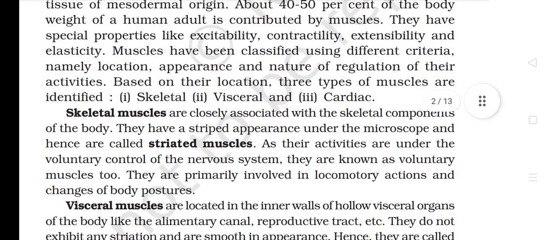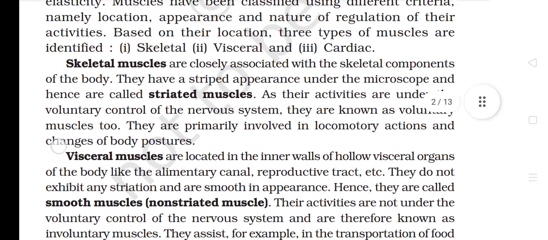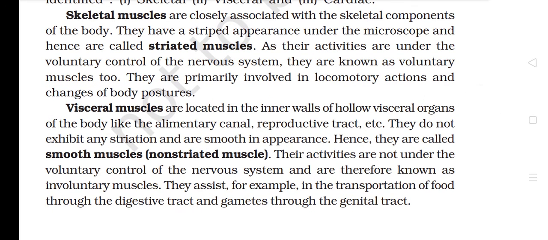Muscles have been classified using different criteria, namely location, appearance, and nature of regulation of their activities. Based on their location, three types of muscles are identified: skeletal, visceral, and cardiac. Skeletal muscles are closely associated with the skeletal components of the body. They have a striped appearance under the microscope and hence are called striated muscles. As their activities are under the voluntary control of the nervous system, they are known as voluntary muscles too.